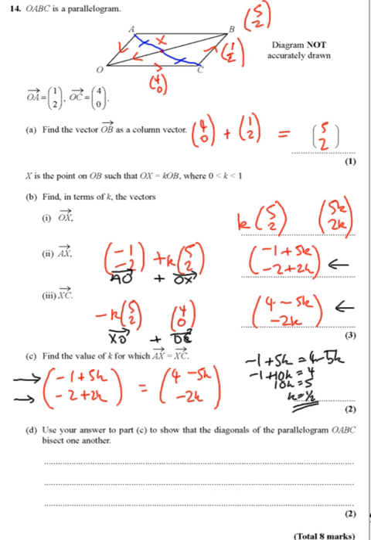So we've just worked out that when AX equals XC, we also know that k is a half, so X is halfway along OB. So that means that OX and XB are the same. If OX equals a half OB, therefore OX equals XB, therefore diagonals bisect.